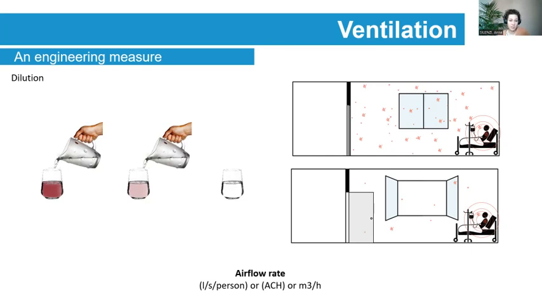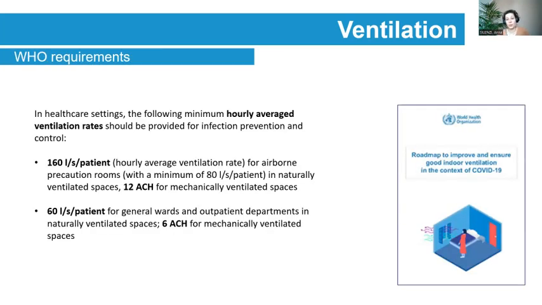The airflow rate is usually expressed as liters per second per person, or air changes per hour, or cubic meters per hour. The WHO recommends specific ventilation rates in case of respiratory diseases. In healthcare settings, the following minimum hourly average ventilation rates should be provided for infection prevention and control. 160 liters per second per patient for airborne precaution rooms, where aerosol generating procedures are performed, in naturally ventilated spaces; 12 ACH, air changes per hour, for mechanically ventilated spaces; and 60 liters per second per patient for general wards or outpatient departments in naturally ventilated spaces, and 6 air changes per hour for mechanically ventilated spaces.